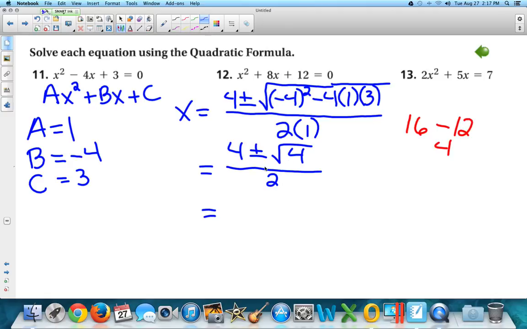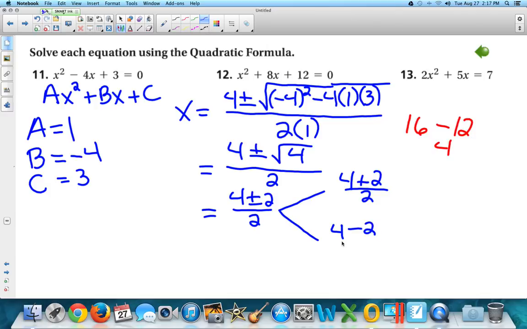Now I'm actually going to take my square root. So this is 4 plus or minus 2 over 2. And that equals two different things. So actually let me draw arrows here. I actually get two separate solutions now. I have 4 plus 2 divided by 2. And I have 4 minus 2 divided by 2.